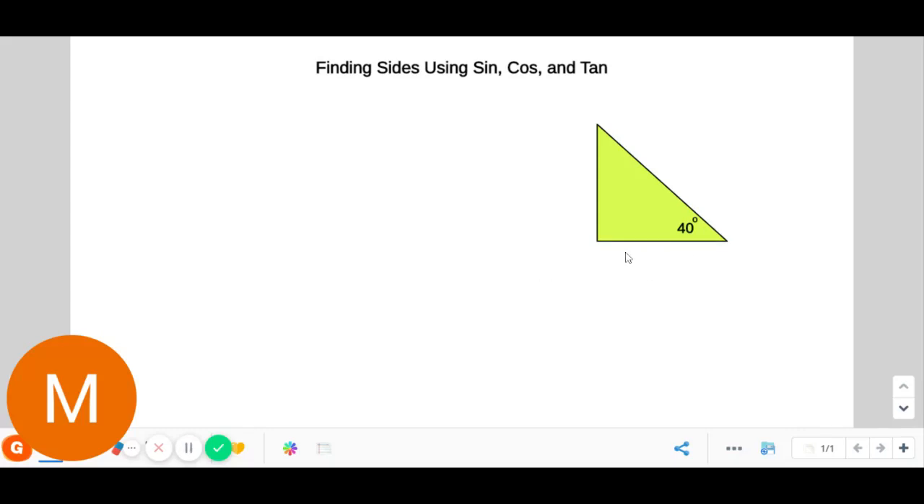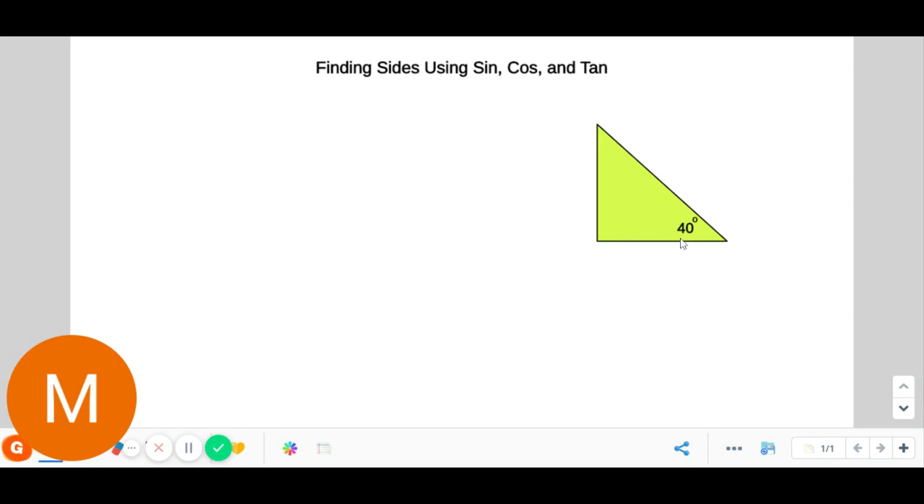You notice that this is a right triangle, and one of the other angles is 40 degrees. Now, we have no idea how big this triangle is because we don't know any of the sides, and the fact that the angle is 40 degrees doesn't tell us how big the triangle is. But what we can figure out based on the angle is the ratio of the opposite divided by the hypotenuse, or the ratio of the adjacent divided by the hypotenuse, or the ratio of the opposite divided by adjacent.